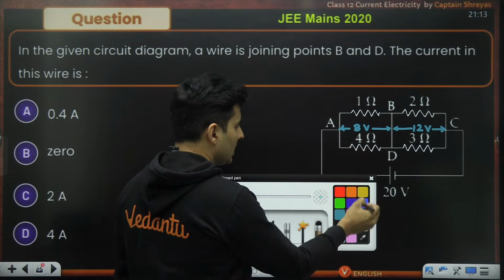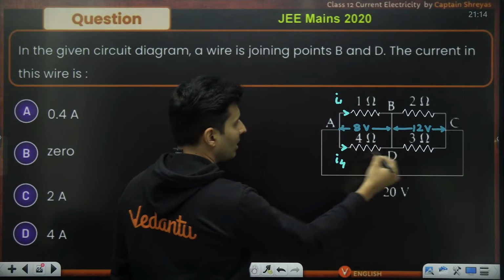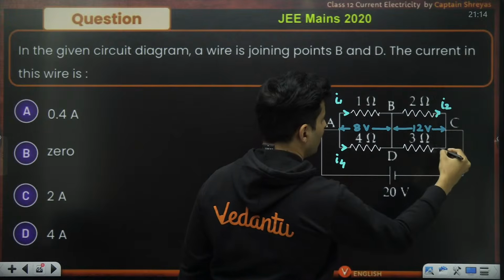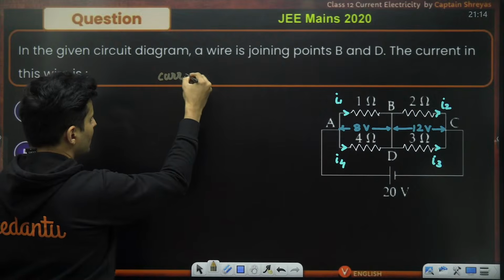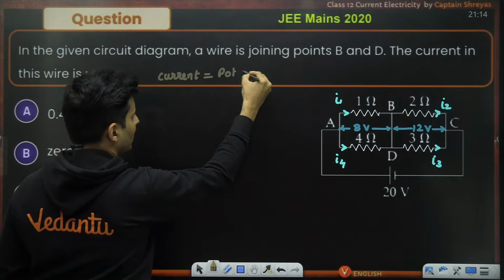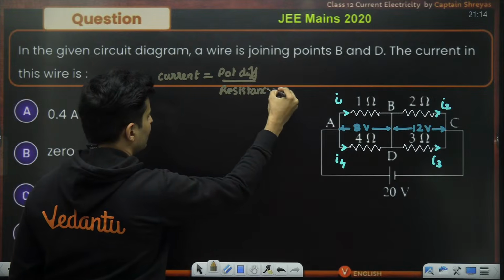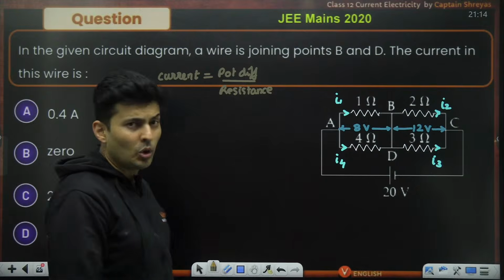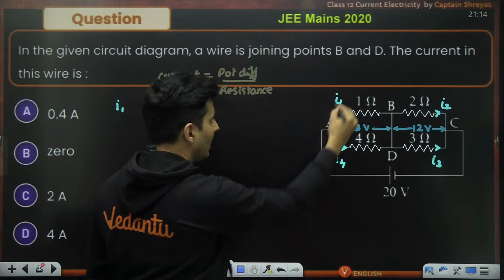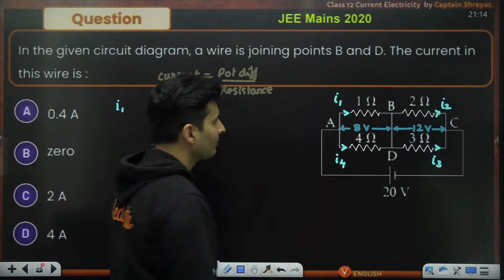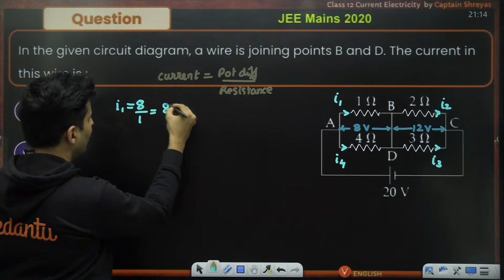If I say this current is I1, this current is I4, this current is I2, and this current is I3. Since by Ohm's law, we know current is potential difference by resistance. V is IR, I is V by R. Think logically, what will I1 be? Yes, I1 is over here. Voltage difference by resistance. Voltage difference is 8, by resistance is 1, so it will be 8 amperes.